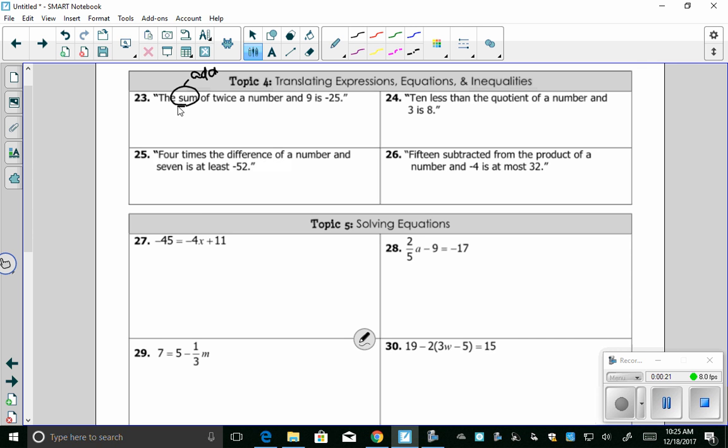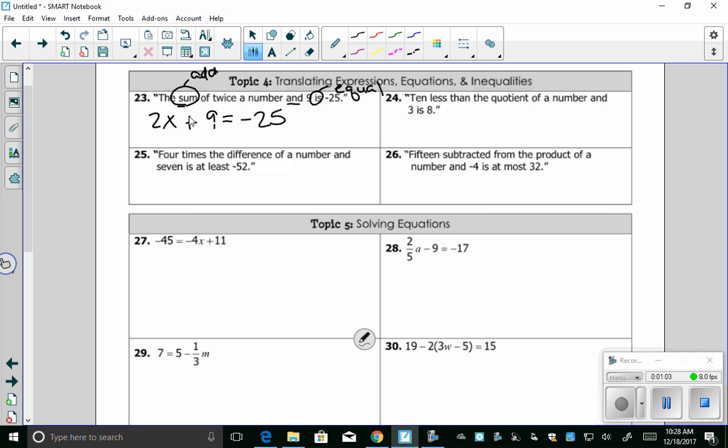means add. So because sum means add, we're going to add two things together. The first one is going to be twice a number. A number is going to be represented as x, and because we have two of it, it's going to be 2x. And separates the two numbers. So it's going to be 2x plus 9 means equal. So I'm going to write the equal sign, negative 25.